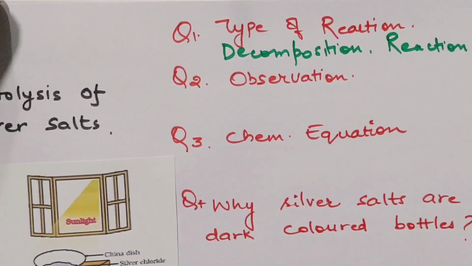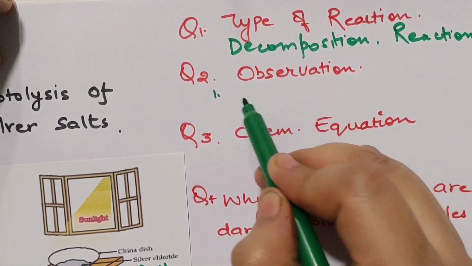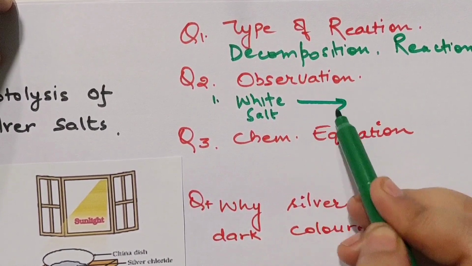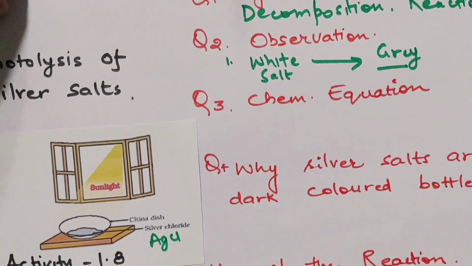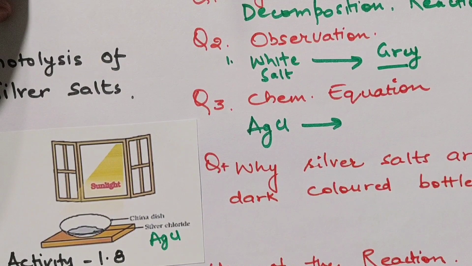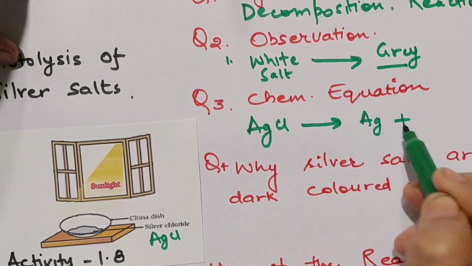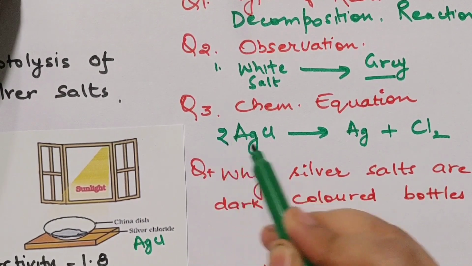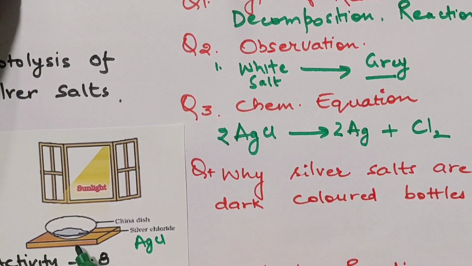Observations. There is only one observation: we took white colored silver chloride, and it turned gray when sunlight fell on it. So what's happening here? Your silver chloride is being decomposed, or broken, into silver and chlorine. Now chlorine, we know, exists as Cl2. So to balance, you will put a 2 here, and a 2 here. So this is your chemical equation for this activity.